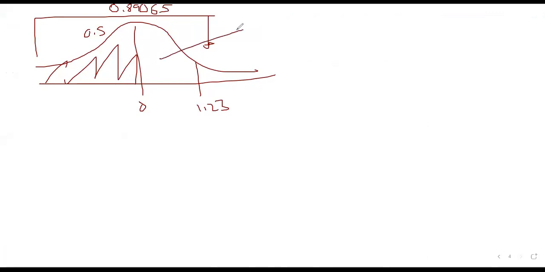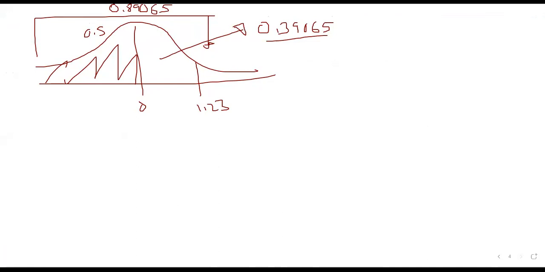Now, some of the tables are cumulative, others are non-cumulative. Others will just show you this area here, from here to here. Obviously, when you remove the 50%, it will give you 0.39065. So I need you to really pay particular attention depending on the table that you're using, because this is where most of you may get it wrong.